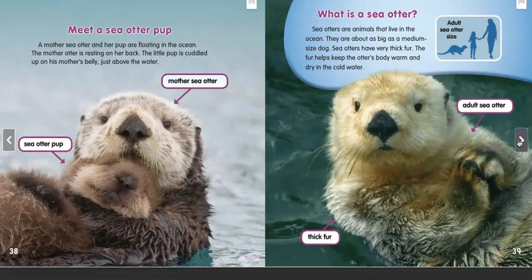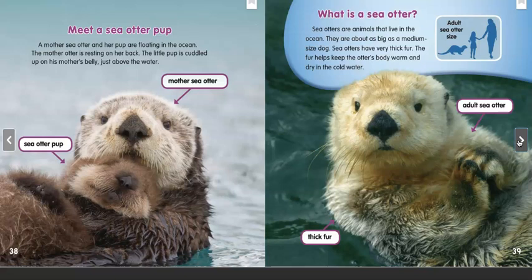Meet a sea otter pup. A mother sea otter and her pup are floating in the ocean. The mother otter is resting on her back. The little pup is cuddled up on his mother's belly, just above the water. We see two captions here, a mother sea otter and a sea otter pup.